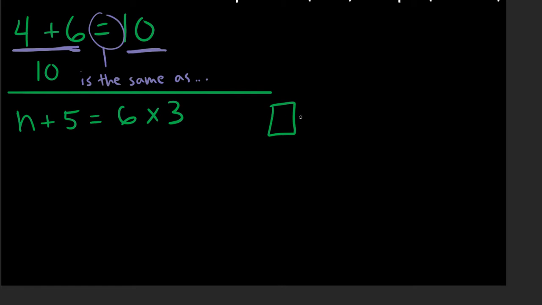We've done problems like fill in the missing number, like the square plus 5 equals 8, and then you fill in the square with a number. So 3 obviously is the missing number here. Same thing here. We have a missing number, which is represented by n in n plus 5 equals 6 times 3. So we're trying to figure out, what is this number n?